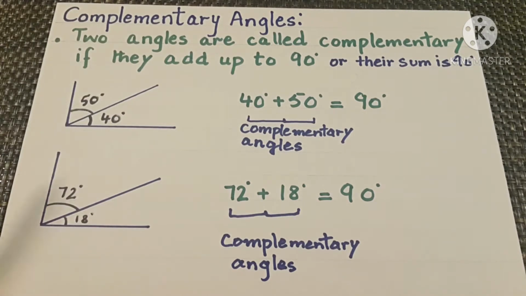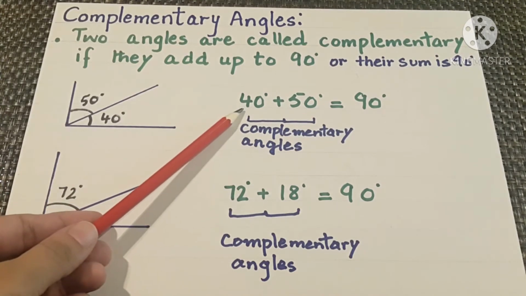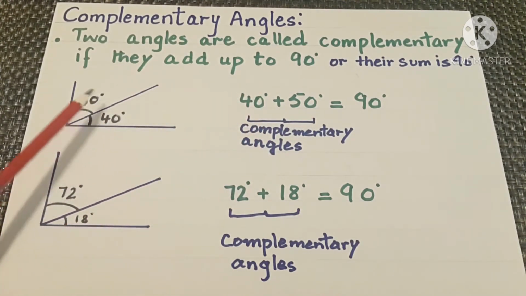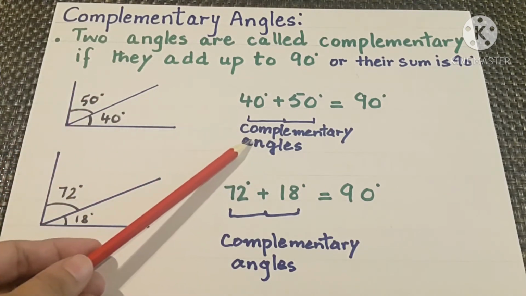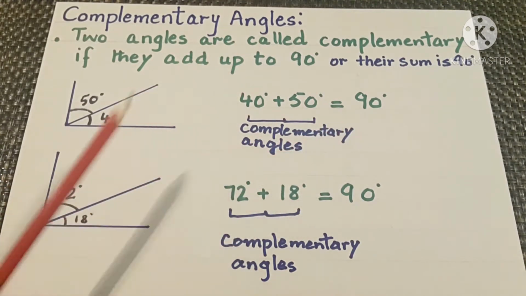Now for example, in this diagram you can see there are two angles. One angle is 40 and the other angle is 50 degrees. Now if we add both the angles we get 90 degrees. This means that this 40 degree and 50 degree angles, both the angles are complementary angles because when we add them we get 90 degrees.